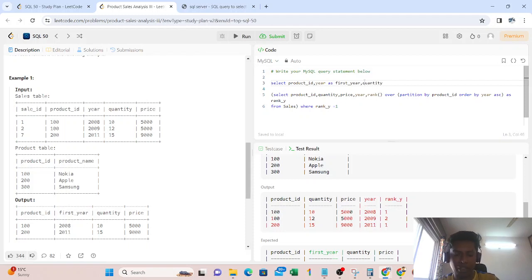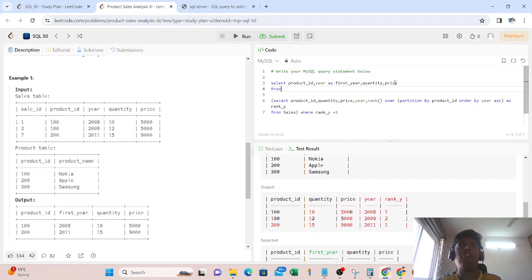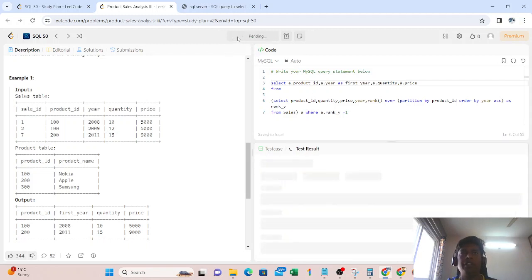If you can think of it till I reach that point, it would be great for your understanding. I have forgotten to alias this table. Aliasing is very important, otherwise it will not take those columns. It signifies to the engine executing this query that these columns are taken from this particular subquery, so aliasing is important. Now let's see what output it gives.